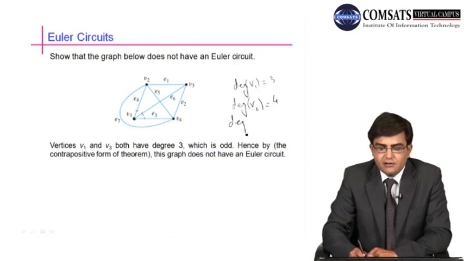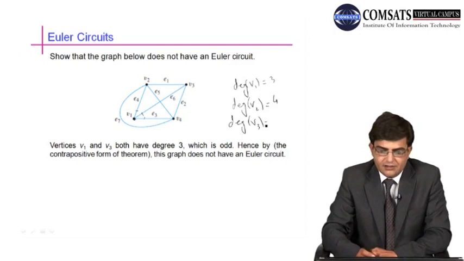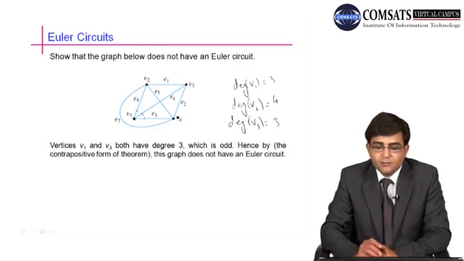And what is the degree of v3? There are 3 edges which are incident on v3, therefore the degree of v3 is 3, and the degree of v4 is 1, 2, 3, 4. So the degree of v4 is 4.